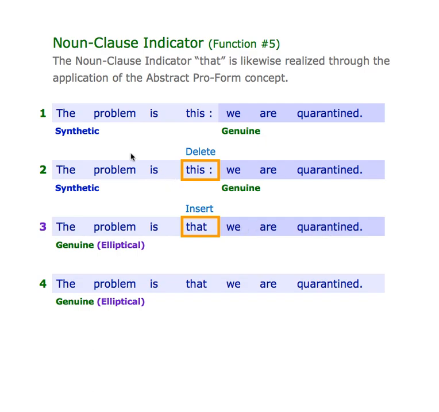So we started out with a synthetic clause combined with a genuine, and then we still have synthetic during our deletion process with genuine. Now we have a genuine clause, but there's a somewhat elliptical feel to it because we know that something was removed, it was omitted. The problem is that we are quarantined. So we have our sentence, and the final version would be the problem is that we are quarantined. And that's a common structure that you'll see in sentences, and you're used to it. But actually, it is genuine.